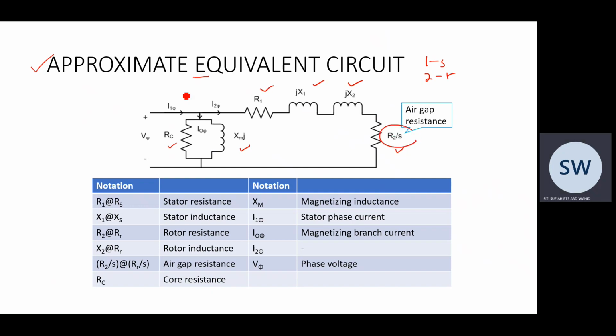The input current is I1 phase. Into the magnetizing branch is I0 phase. Here you have I2 phase. And in front here you have the phase voltage.